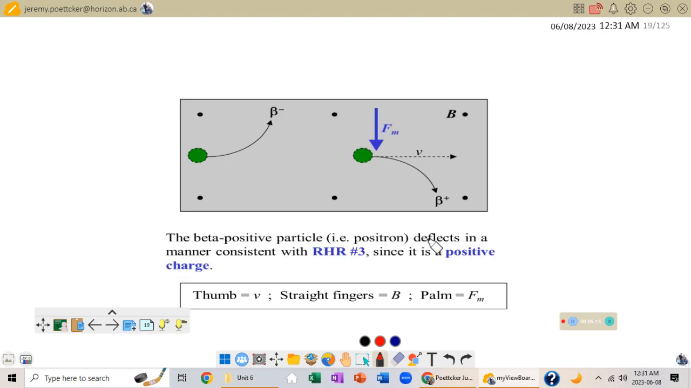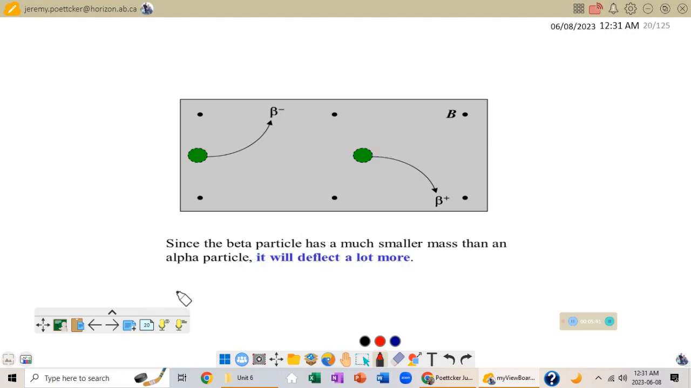Now, a beta positive particle deflects in a manner consistent with right-hand rule number 3, because again, the positron has a positive charge, even though it's got the mass of the electron. So the radius of curvature would be the same, but the direction would be opposite. So this is actually one of the ways that they were first discovered. Since the beta particle and the positron has a smaller mass than an alpha particle, it deflects a lot more in the same magnetic field.